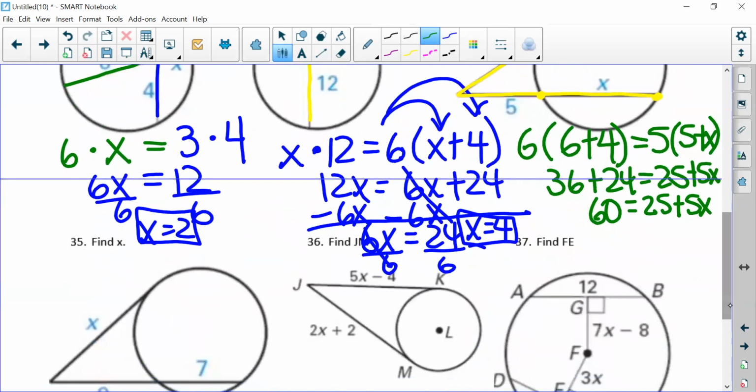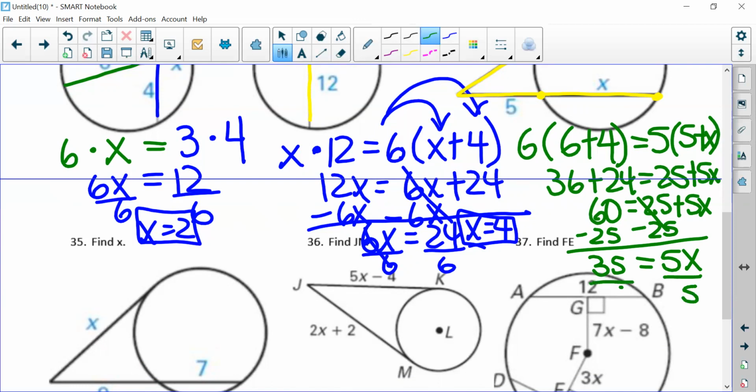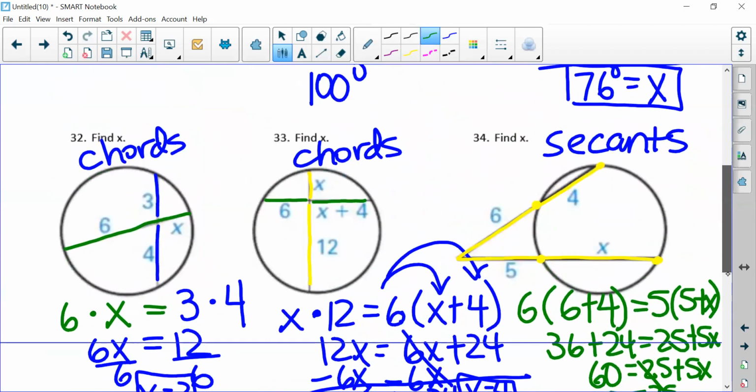Remember, we're solving for X and our objective is to always isolate the variable. So look, because 25 is being added to X, we can subtract it from both sides, okay? 60 minus 25 is 35. Bring down your equal sign. This reduces. Then bring down your 5X, okay? Last step here, since X is being multiplied by 5, we divide both sides by 5, and X is equal to 7. Okay.